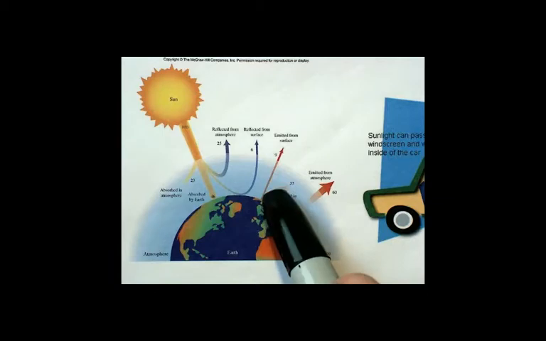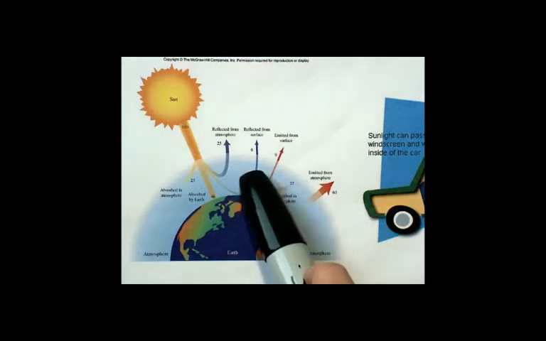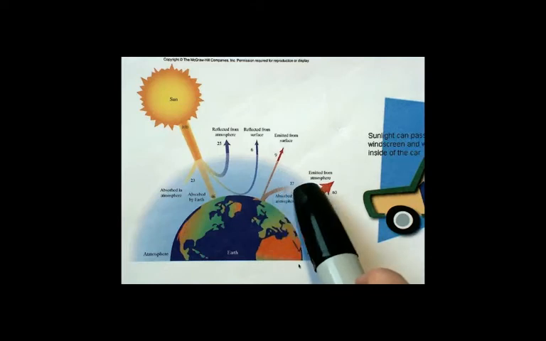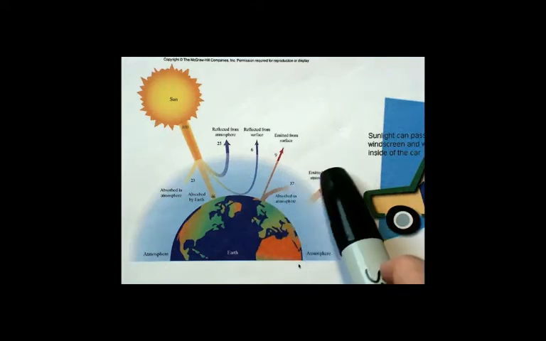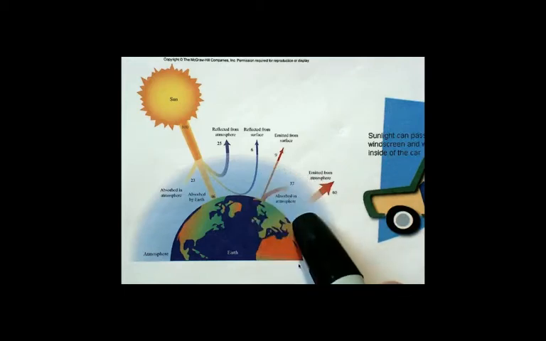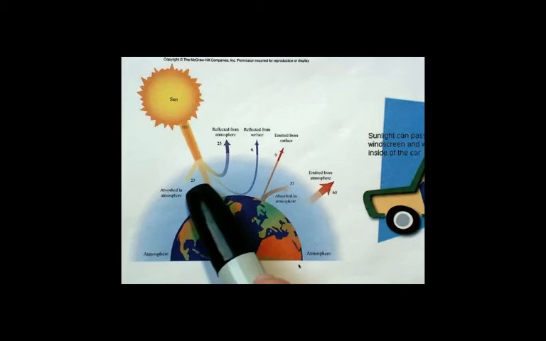Some of it is going to be absorbed by the atmosphere, though. Most of it is going to be absorbed by the atmosphere, and those gases that absorb the infrared radiation then are going to emit it in all directions. Some of it will then be emitted back out into the atmosphere, into outer space, and some of it will be just reabsorbed by the gases in the atmosphere.